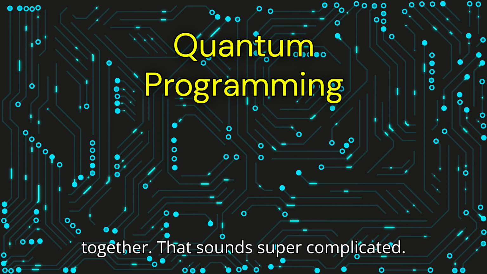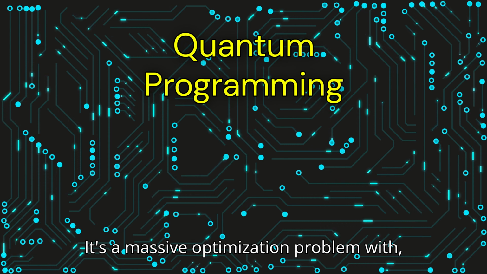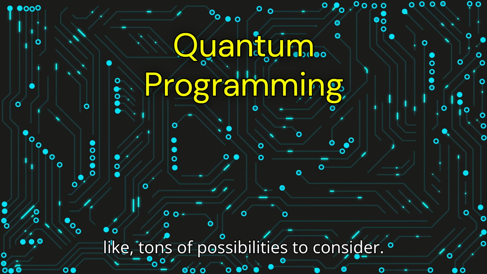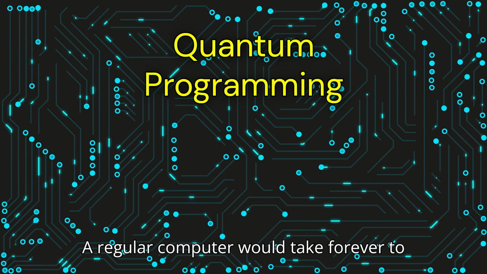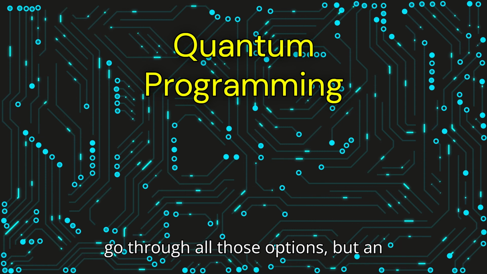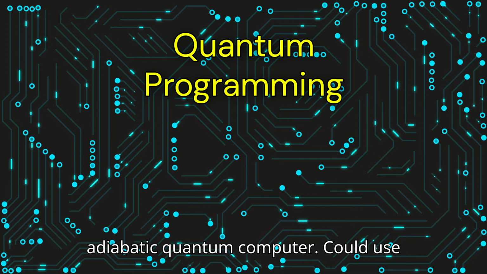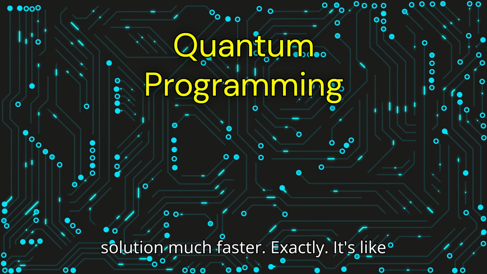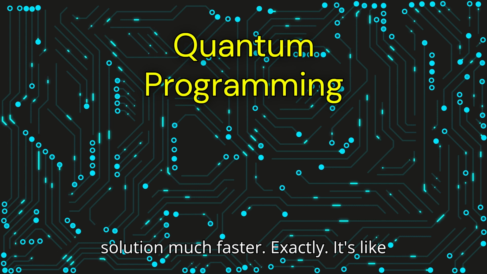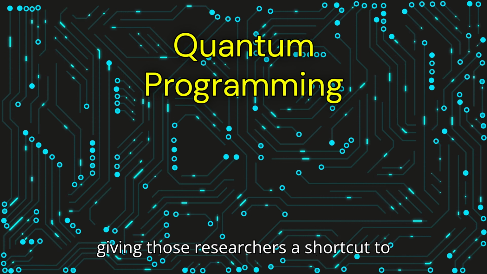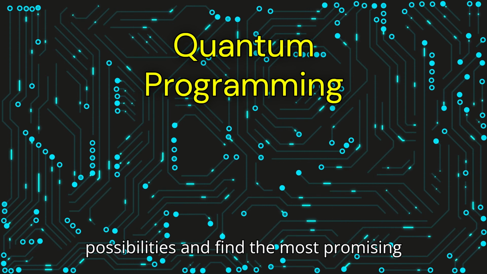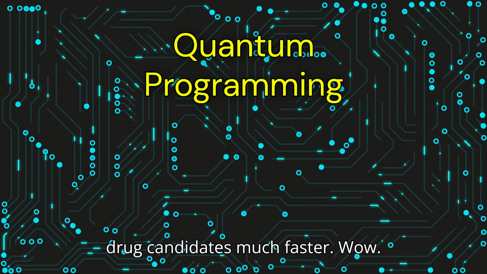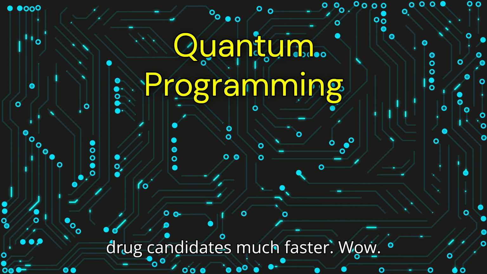That sounds super complicated. It's a massive optimization problem with tons of possibilities to consider. A regular computer would take forever to go through all those options. But an adiabatic quantum computer could use that quantum landscape to find the best solution much faster. Exactly. It's like giving those researchers a shortcut to navigate through all those molecular possibilities and find the most promising drug candidates much faster. Wow.